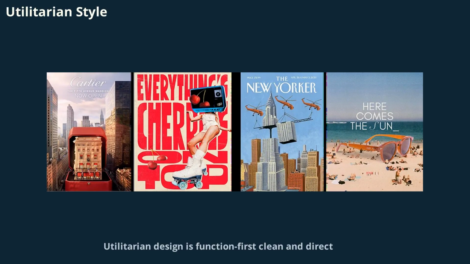Utilitarian design is function-first, clean, and direct, prioritizing clarity over aesthetics. It often has a rugged military-industrial feel. Core elements are grid layout, monospaced or industrial fonts, muted tones, and absence of decoration. The mood is practical, minimal, and efficient, used in manuals, signage, utility apps, and technical interfaces.